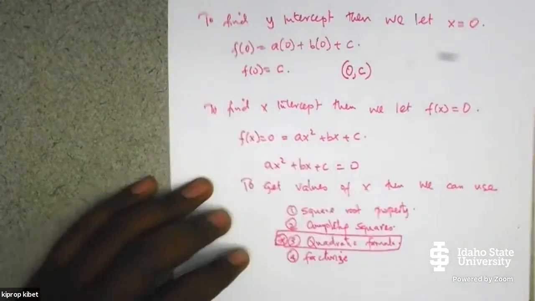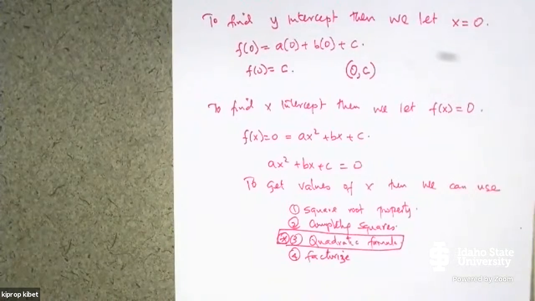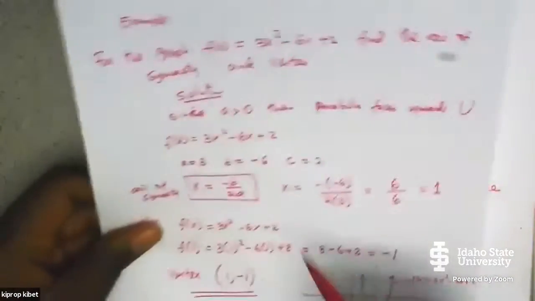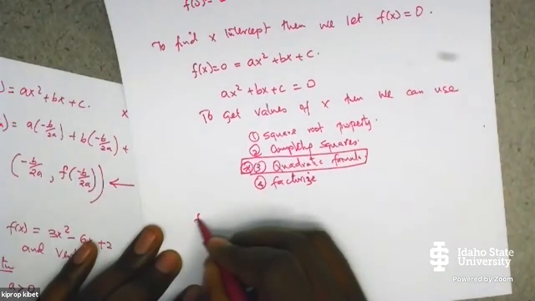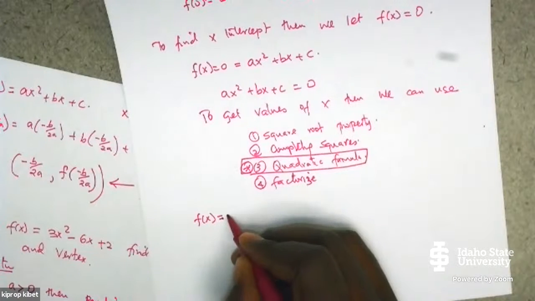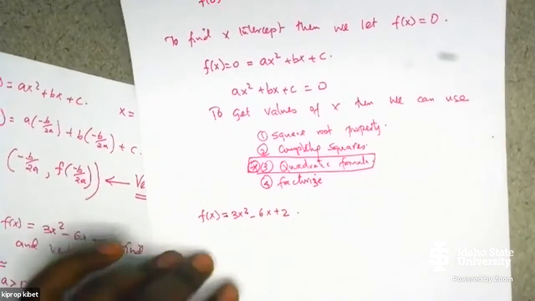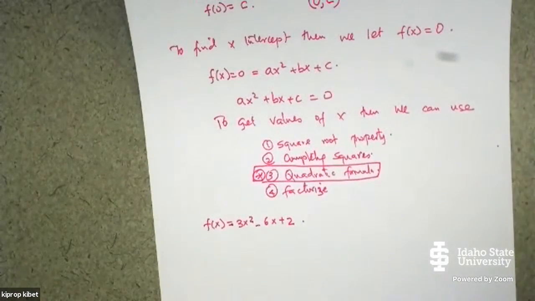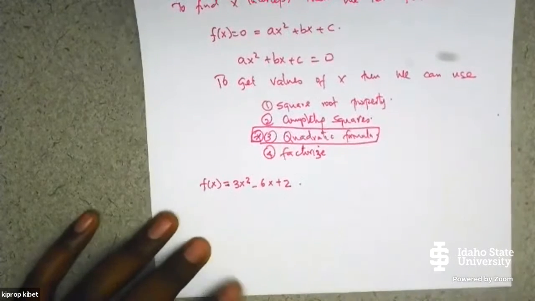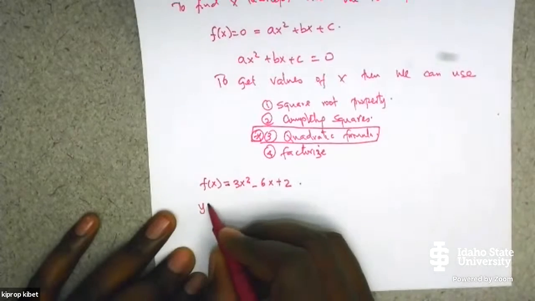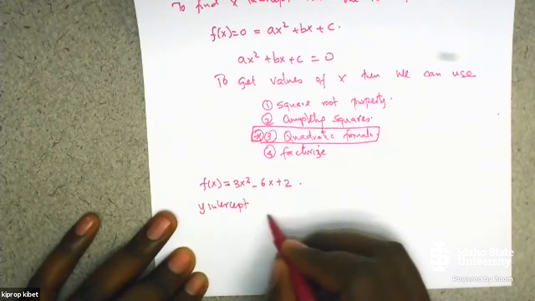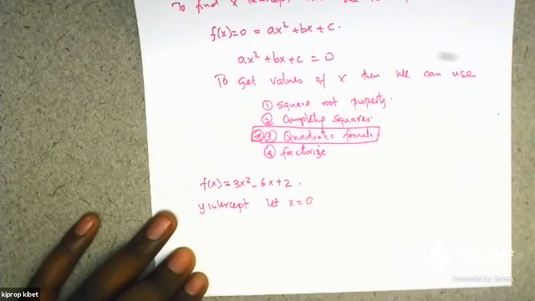Okay. Now, using the same example here, f of x equals 3x squared minus 6x plus 2. Let's find the y and the x intercept. So let's start from the y intercept. This is where we let x be equal to what? x equals 0.